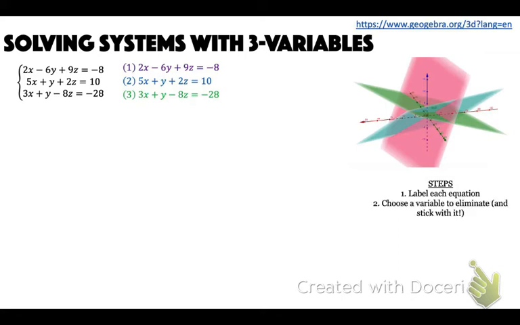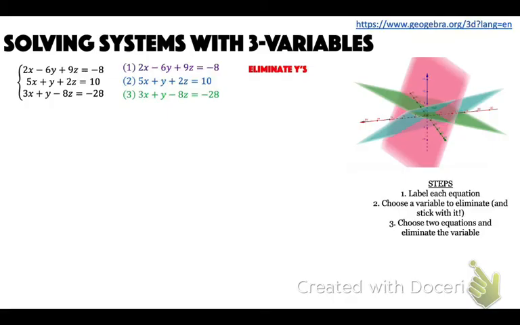Now, we need to choose a variable to eliminate, and we have to stick with it. Once we choose our variable, you're stuck. You cannot change, okay? So I'm going to choose to eliminate the y's right here. And I mostly did that because, see how we have this one, the y and the y? That makes it a little bit easier to eliminate those.